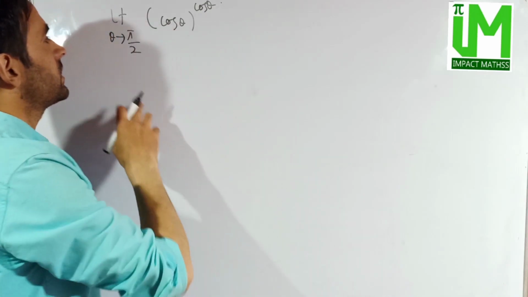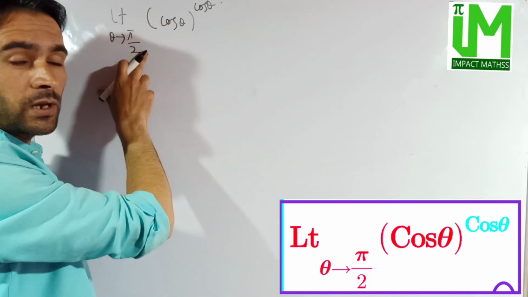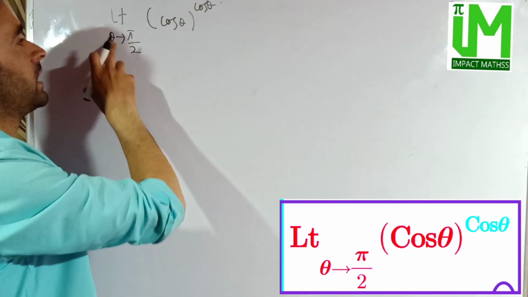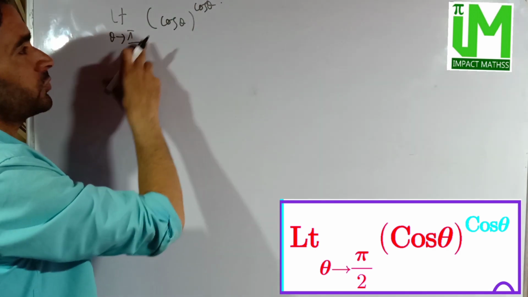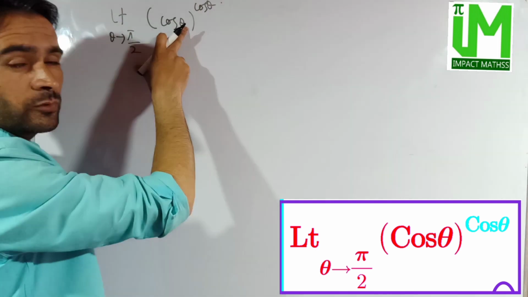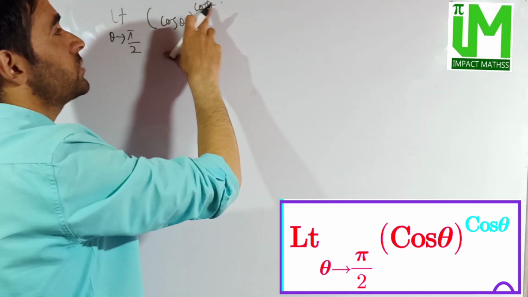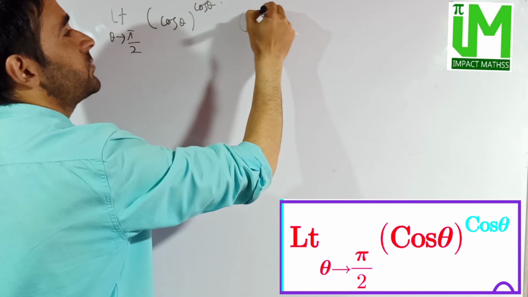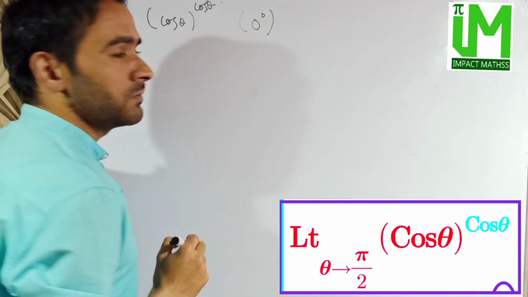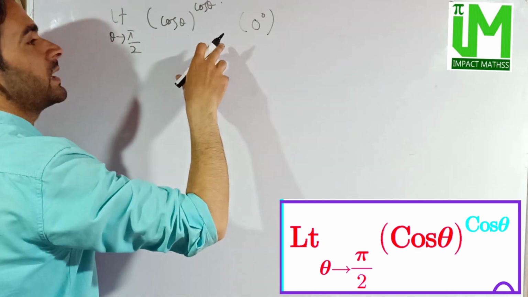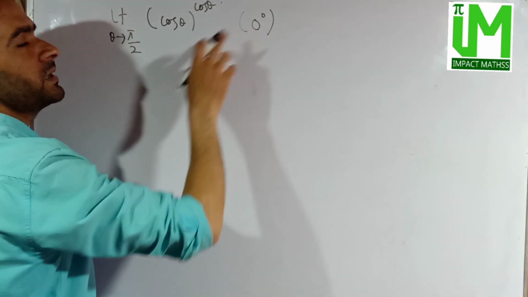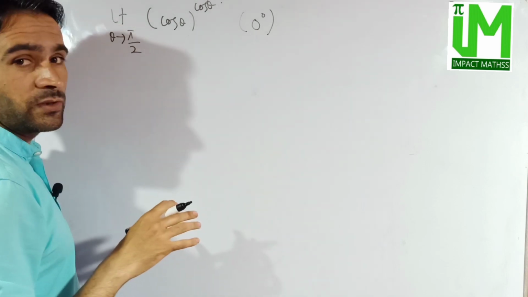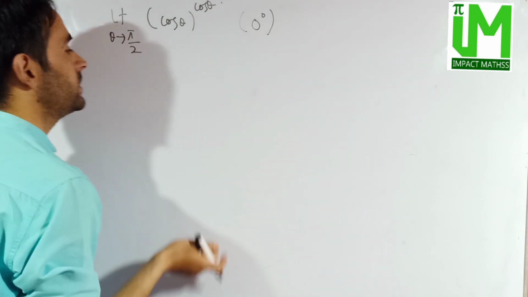So the next example is limit theta tends to pi by 2 cos of theta raised power cos of theta. And when theta tends to pi by 2, so this will be cos of pi by 2, which is 0, and cos of pi by 2, which is again 0. So this is an indeterminate form of the type 0 raised power 0. That means we'll be again first of all converting it into 0 into infinity type, and then into 0 by 0 form or infinity by infinity form.